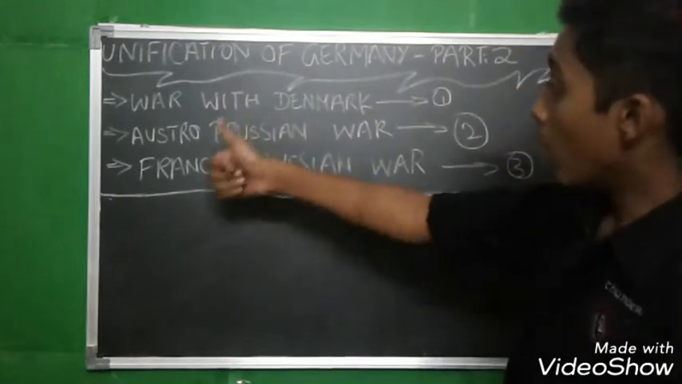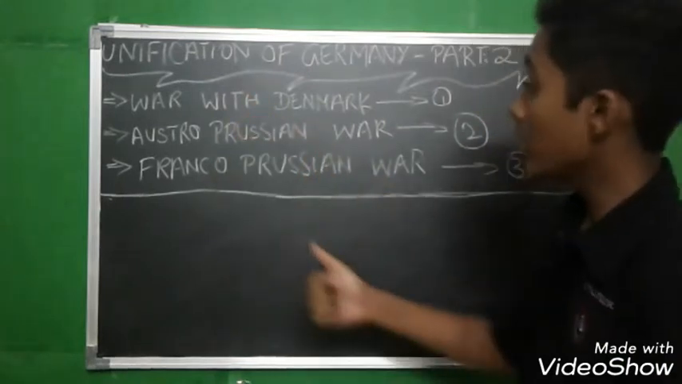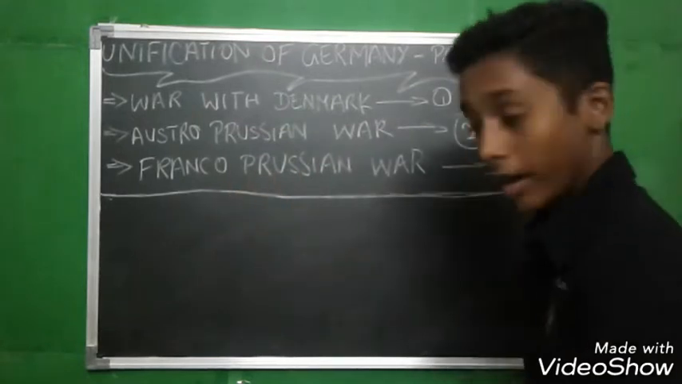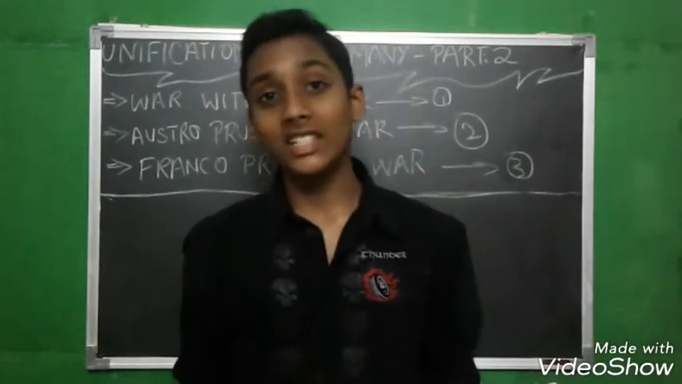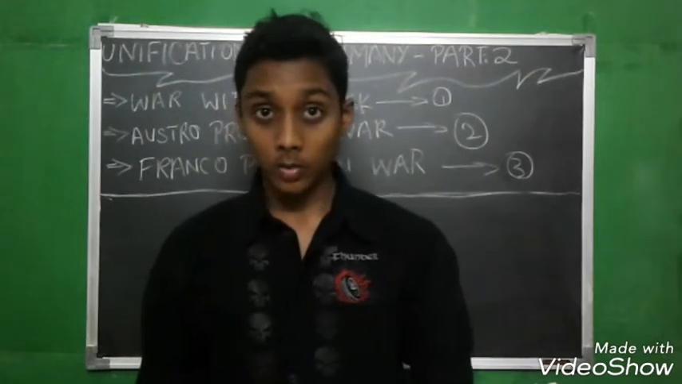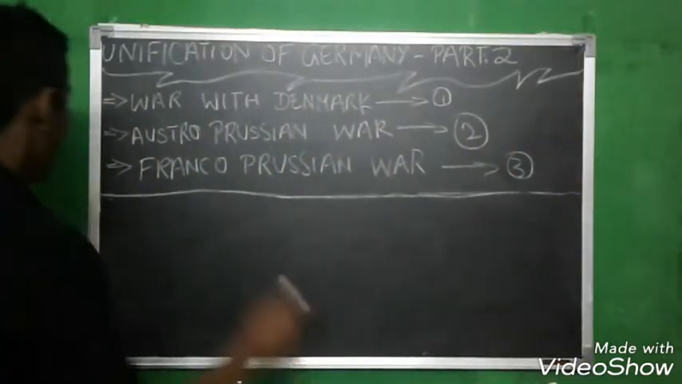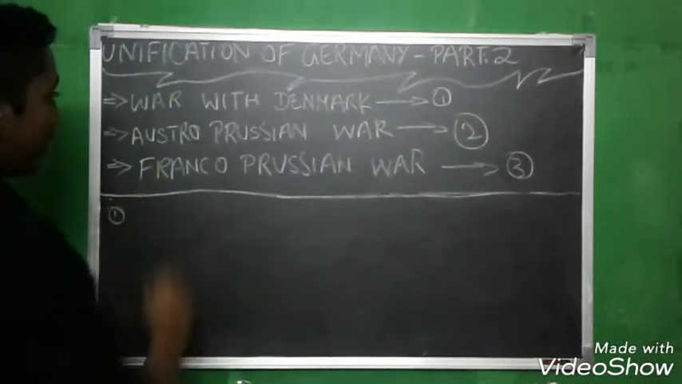The war with Denmark was the first one, the second war was the Austro-Prussian War, and the third was the Franco-Prussian War. I'll tell you about these three in detail in this video. So let's start with the first war, the war with Denmark.